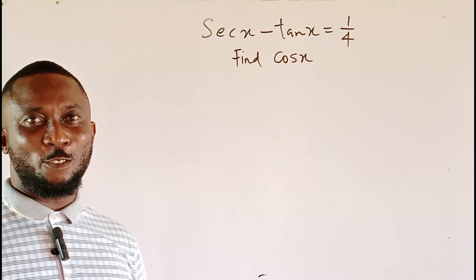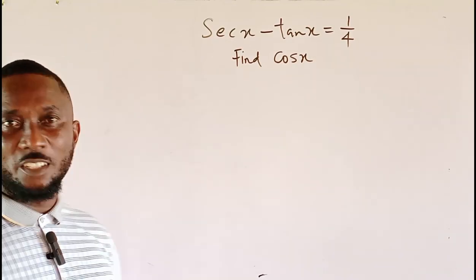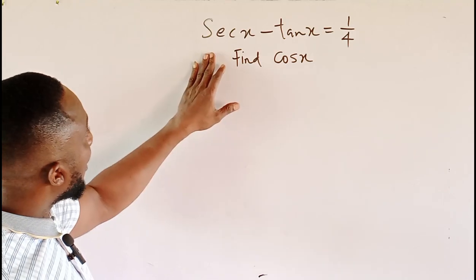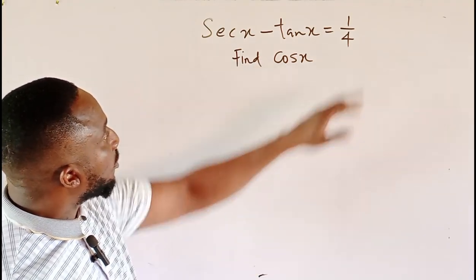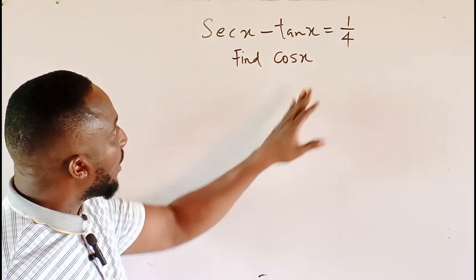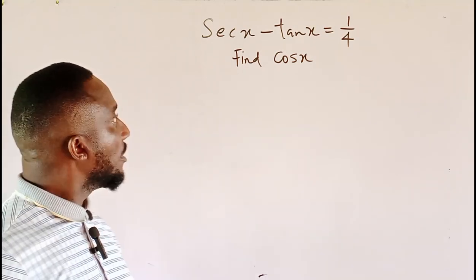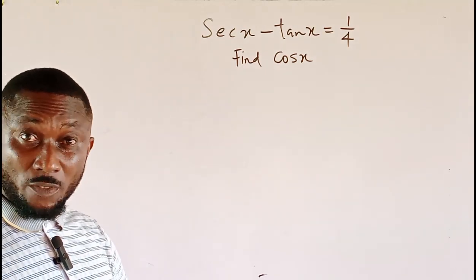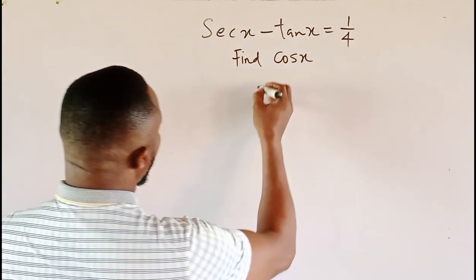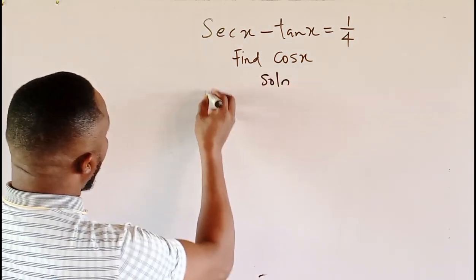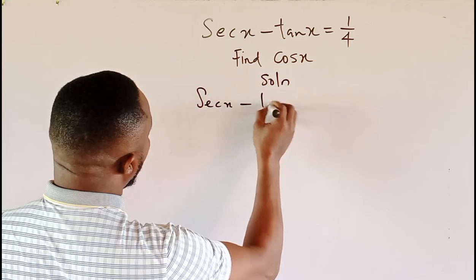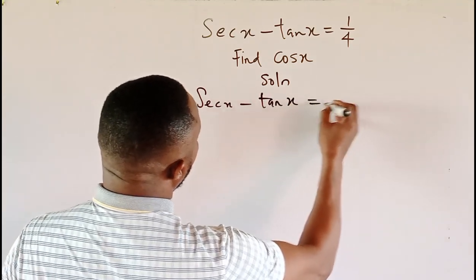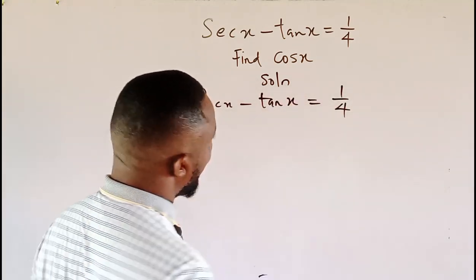Let's quickly provide a lasting solution to this interesting problem. We have secant x minus tangent x equal to 1 upon 4. We have to find cosine x. This is a very beautiful problem that is quite simple. So, solution: I'll write secant x minus tan x equal to 1 upon 4.